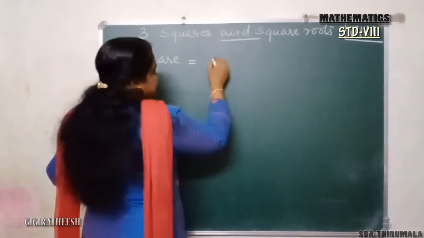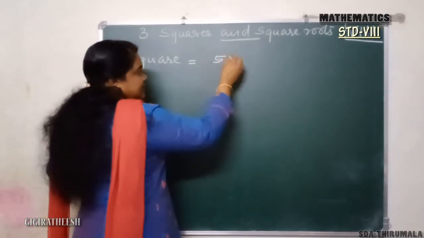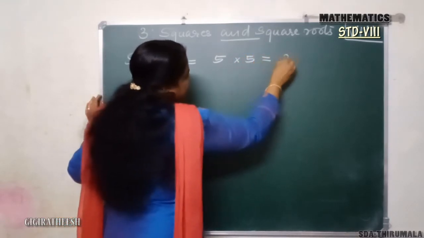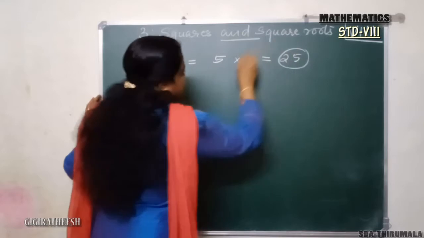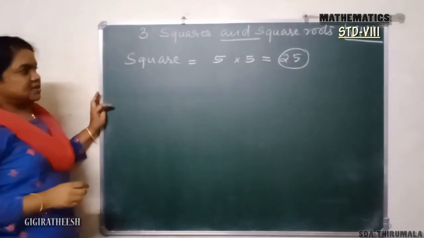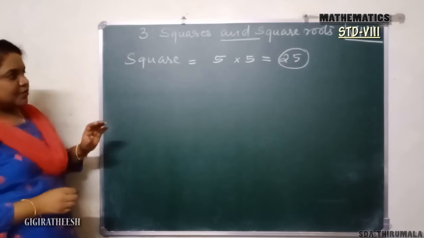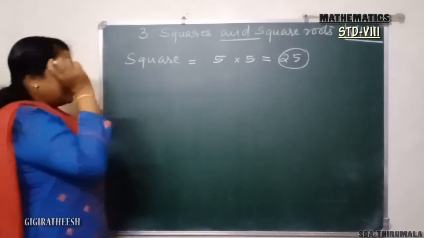Here, this number 5 is a number, and this number multiplied by itself, 5 times 5, is 25. This is the square of the number 5. 25 is the square of the number 5. This is called the square. And what is a square root?